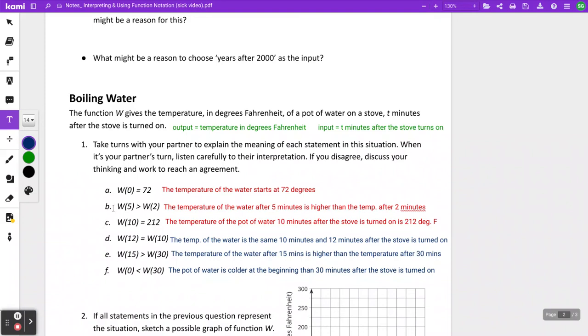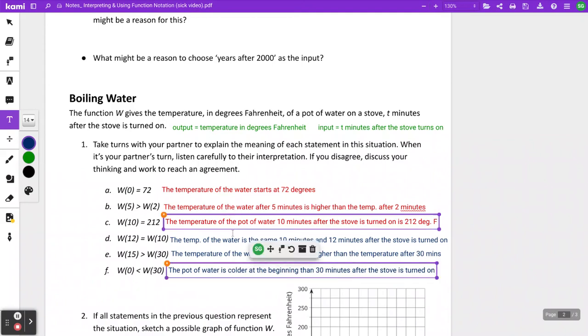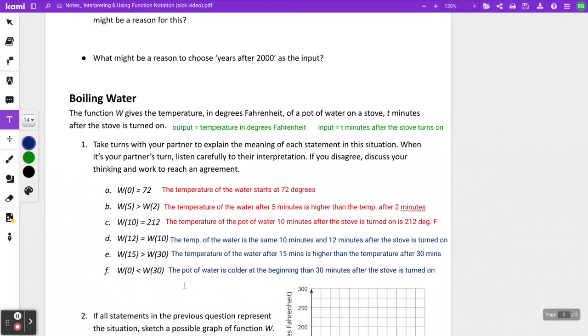Part E is similar. It reminds me of the statement in B. The temperature of the water after 15 minutes is going to be higher than after 30 minutes. And then F is the opposite because now we've got a less than sign. So it's telling me the temperature is lower at 0 minutes, or I use the word colder. And instead of saying 0 minutes again, I was talking about like that beginning or that starting point. So I came up with the sentence, the pot of water is colder at the beginning than 30 minutes after the stove is turned on.